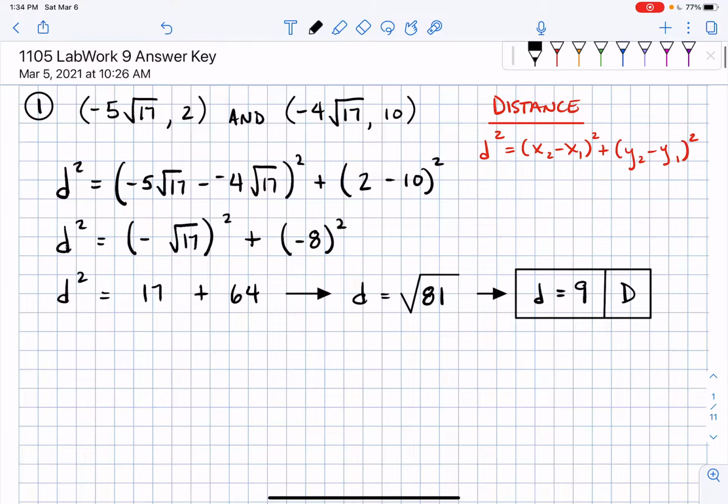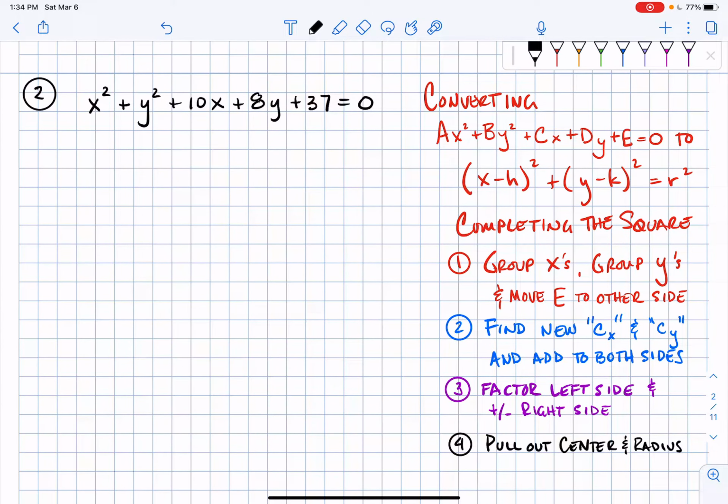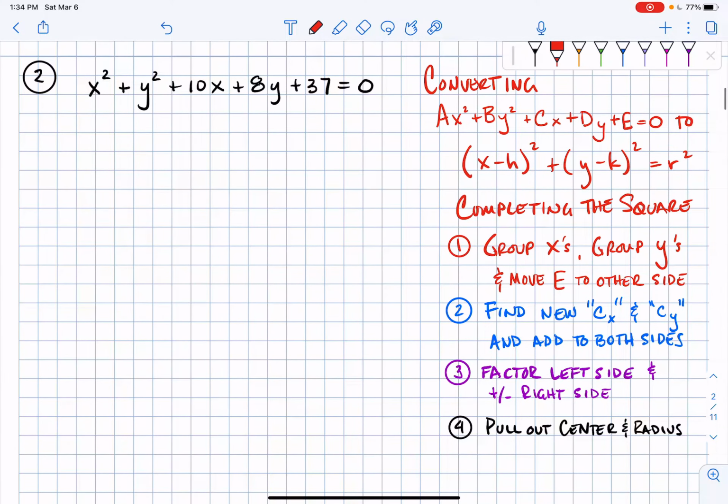All right. Next is number 2. So we're going to convert. We're looking for the center and the radius, so that we know where to plot the center and then the radius, and then from there we'll know which graph it would be. All right. So I put the steps down here. So step 1 was to group the x's and the y's and move the e to the other side. So step 1 would be this.